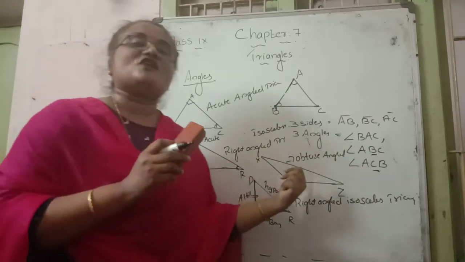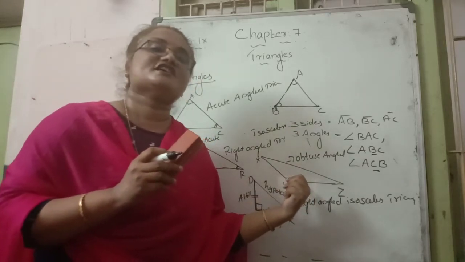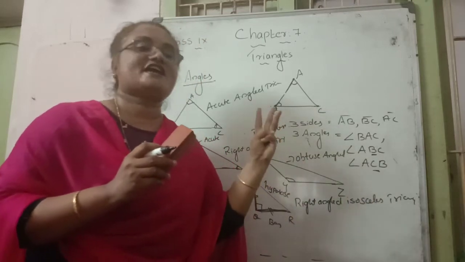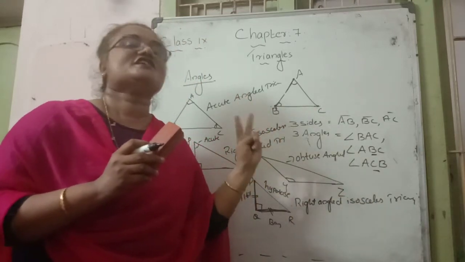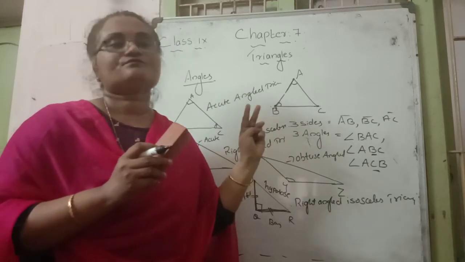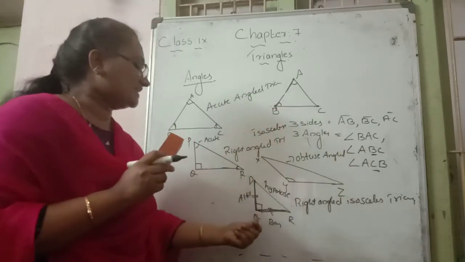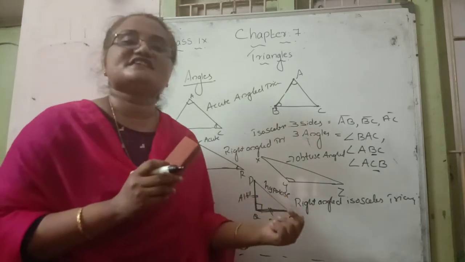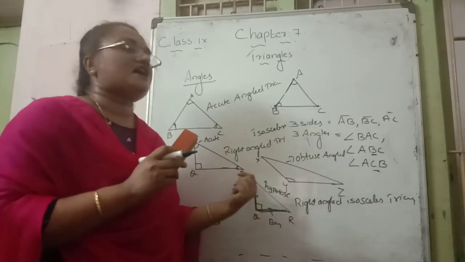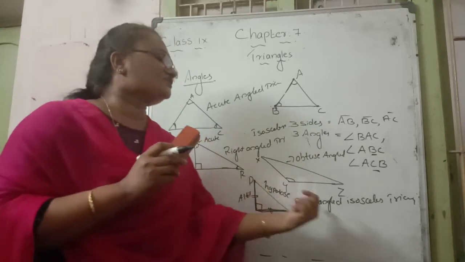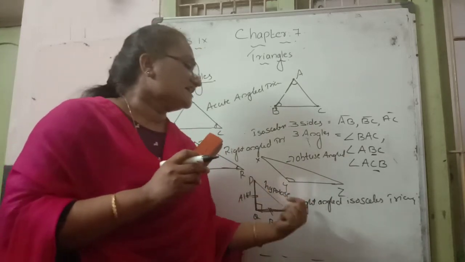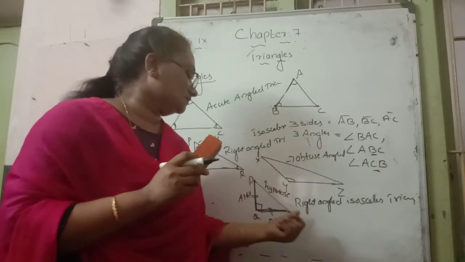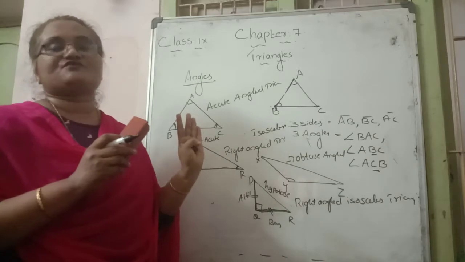Then next, one angle becomes more than 90 degrees. There are three angles, and in those three, one angle is more than 90 degrees. The remaining two also become acute angles. Then this one has one angle of 90 degrees, and the other two sides are equal only. So this type of triangle we call a right angled isosceles triangle. So let's try to understand the classification of the triangle.